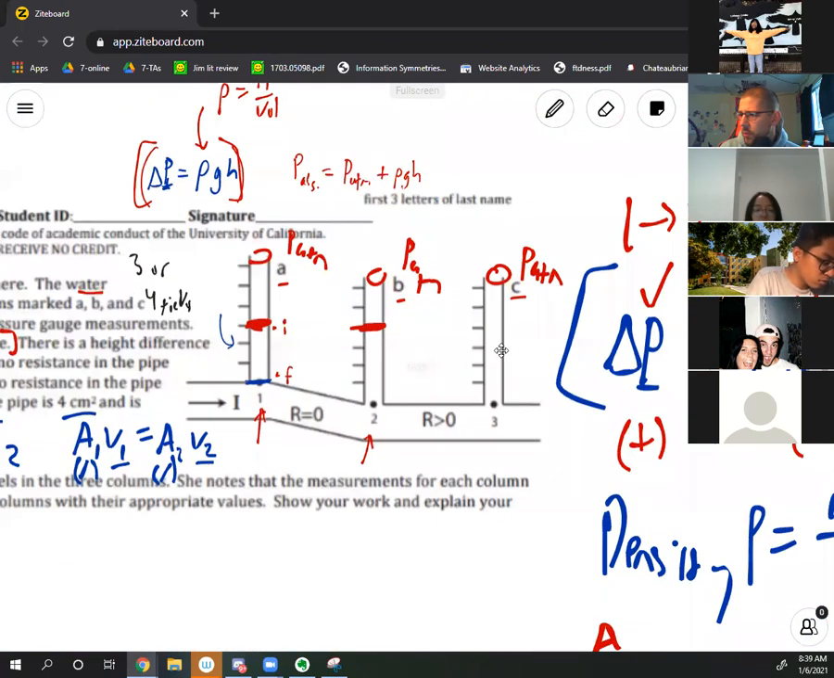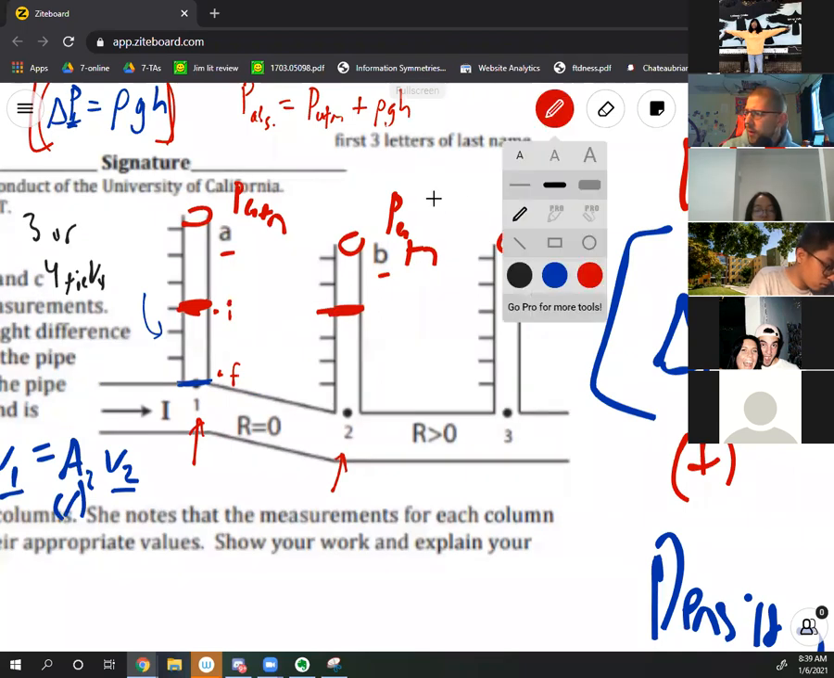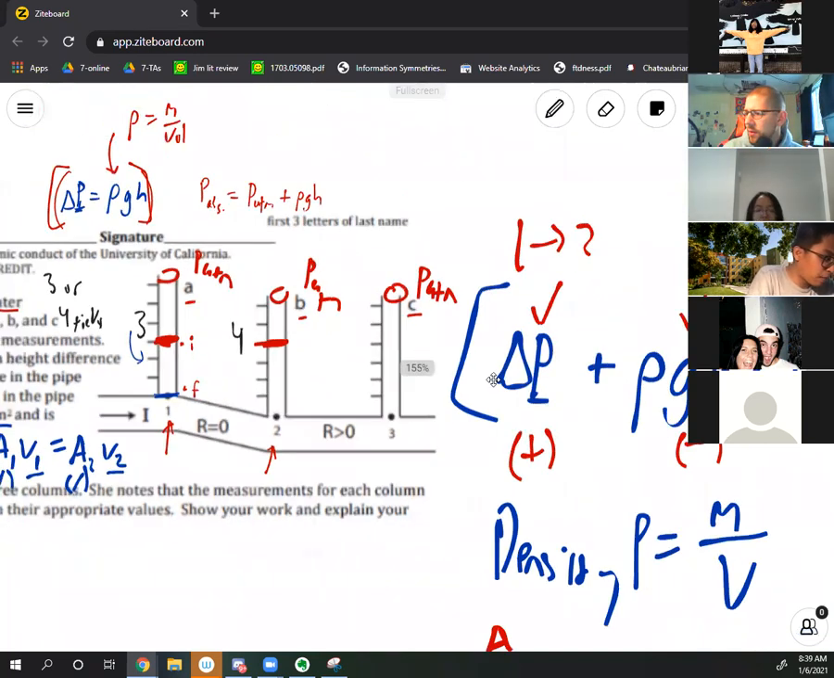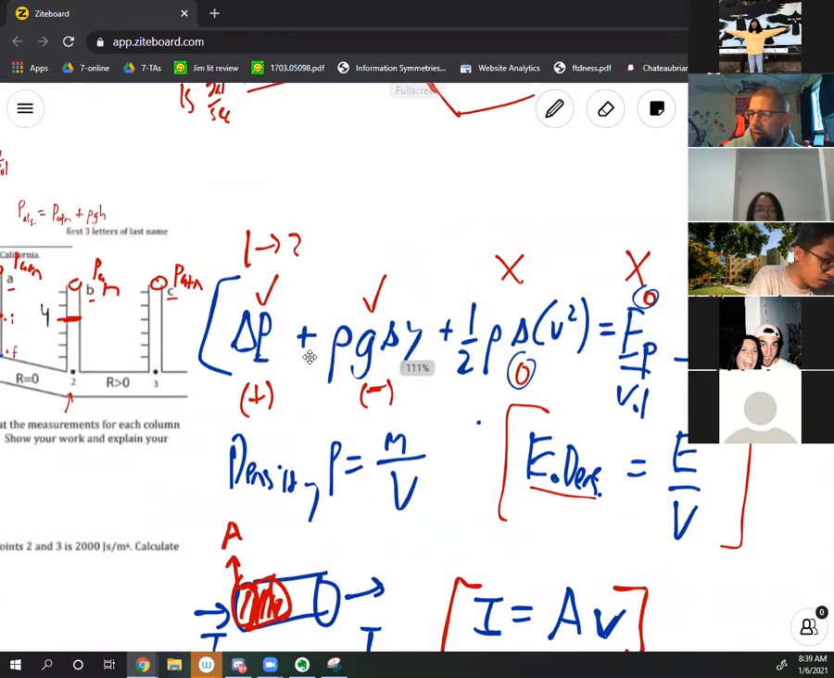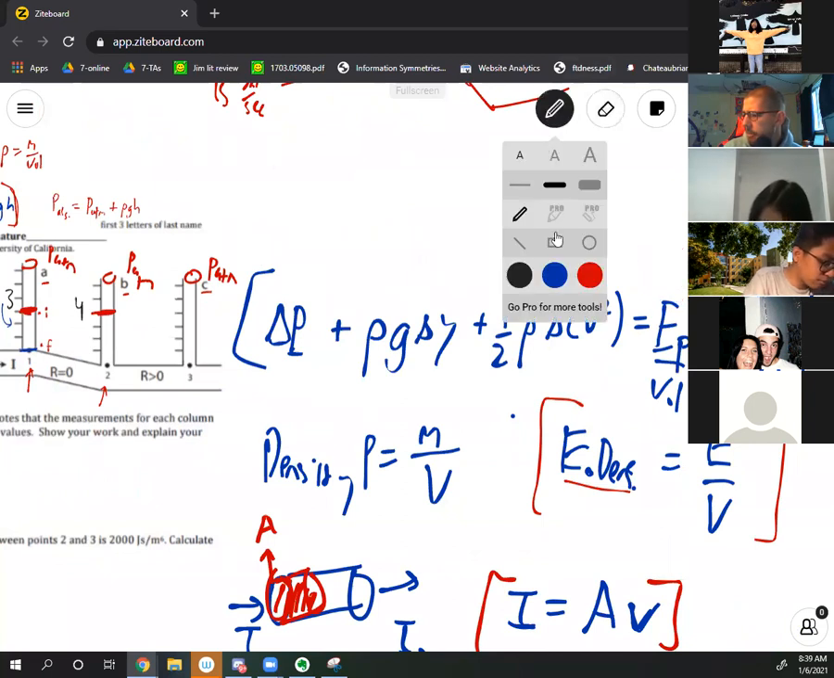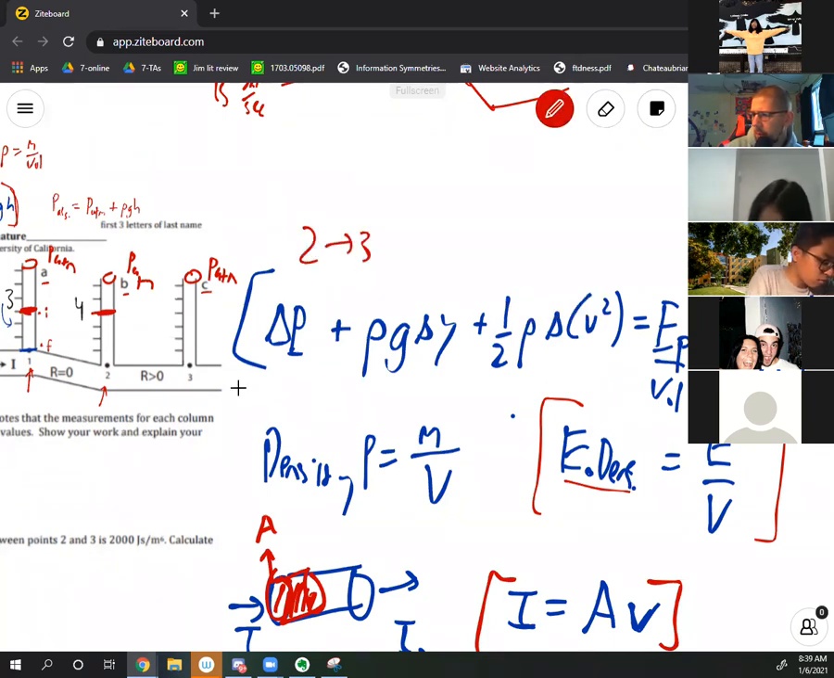Okay, so we've got the first part done. We know it's 3 ticks at point 1, 4 ticks at point 2. And now all we've got to think about is this last one. So now what I'd like to do is think about the Bernoulli equation in the context of moving from 2 to 3. I'm going to erase some of my squiggles. There we go. Okay, so now let's think about 2 to 3. We're moving from point 2 to point 3.